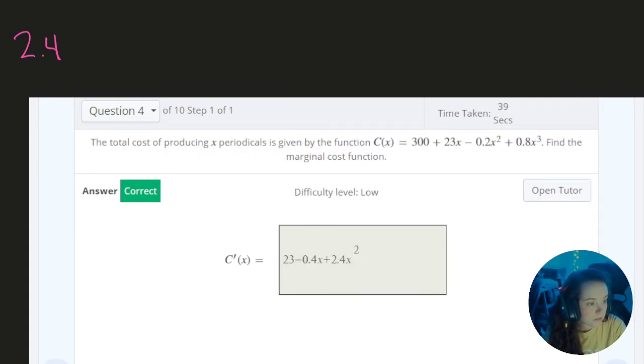Okay. In this case, you would just take the derivative. So this 300 would drop away. This x would drop away. A single x would drop away after you multiply. That's it. It leaves you with this.